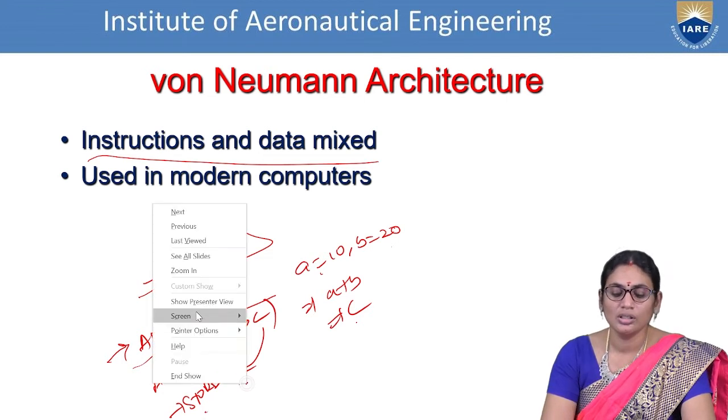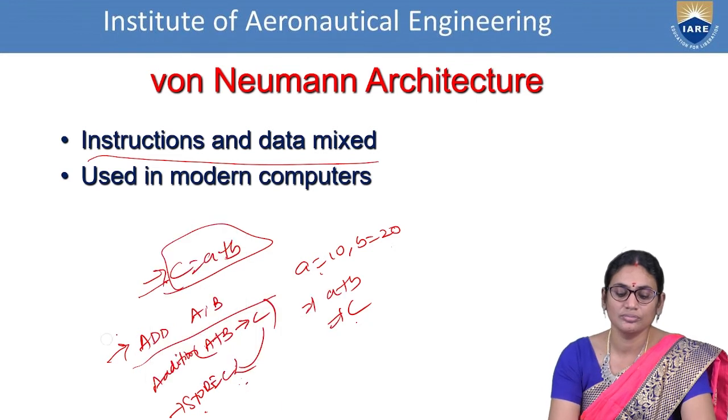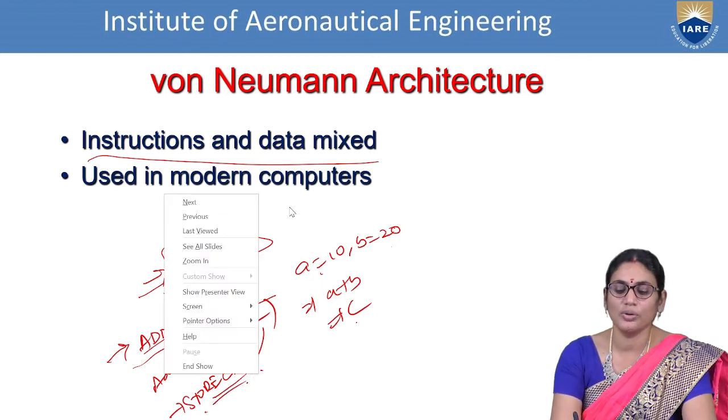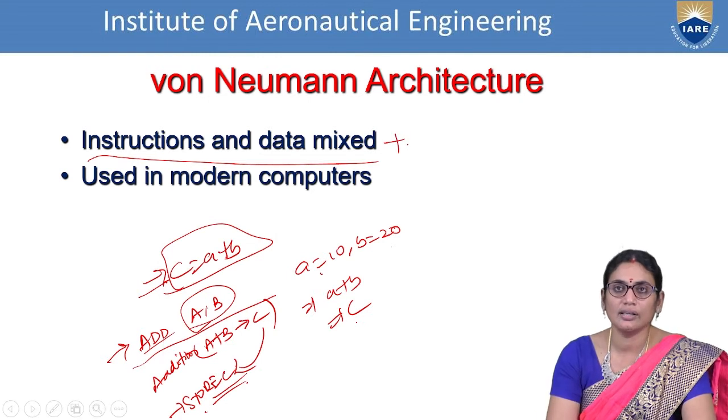So what are you doing? You are giving the instruction, as well as you're sending the data along with it. And you're performing the transaction along with it. This is called combination of instructions and data.